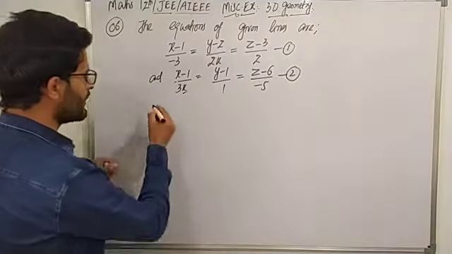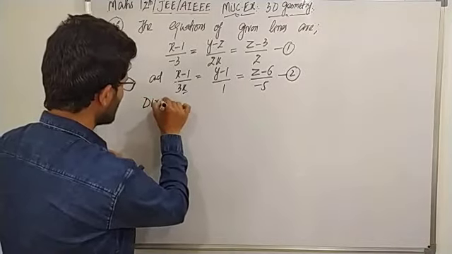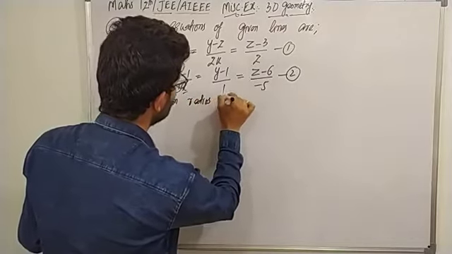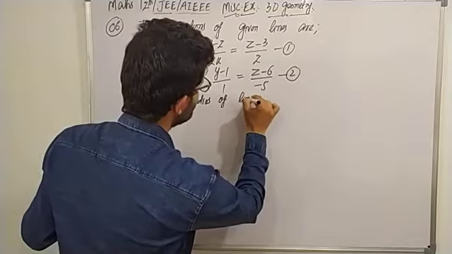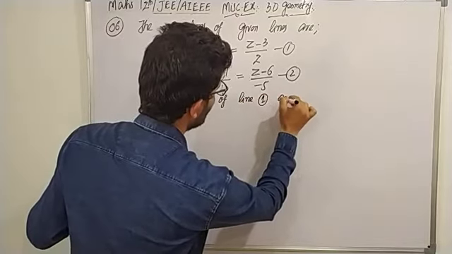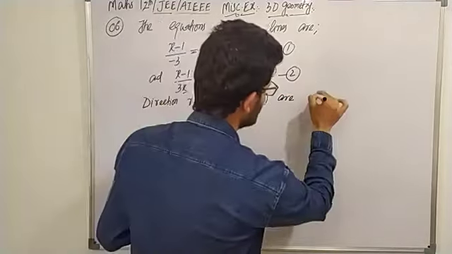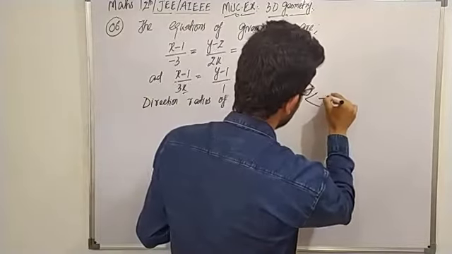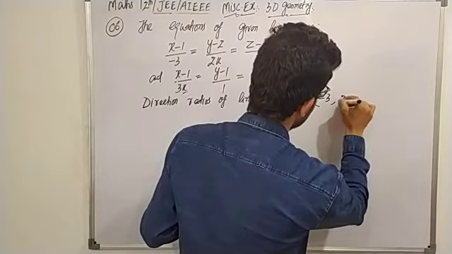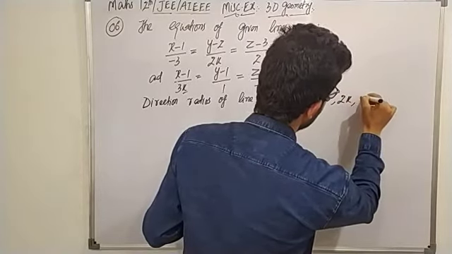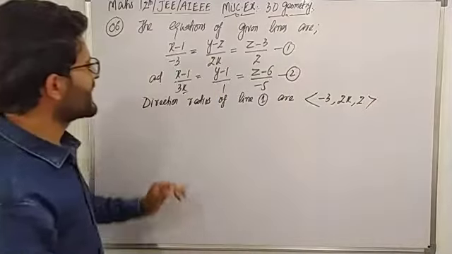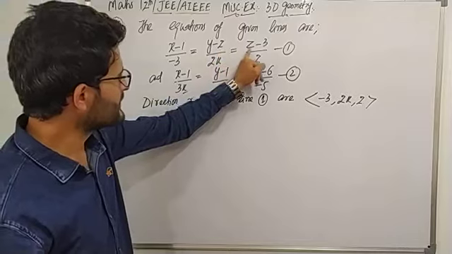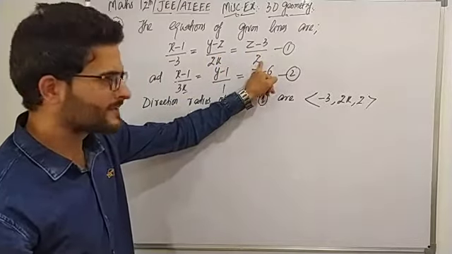So direction ratios of line first are, यहां पे मेंशन कर देंगे, direction ratios of line first are, क्या होंगे लाइन फर्स्ट के डायरेक्शन रेशियोज, ordered three tuple of -3, 2k, 2, because the lines are of the form x minus x1 by a equal to y minus y1 by b, and that's equal to z minus z1 divided by c.